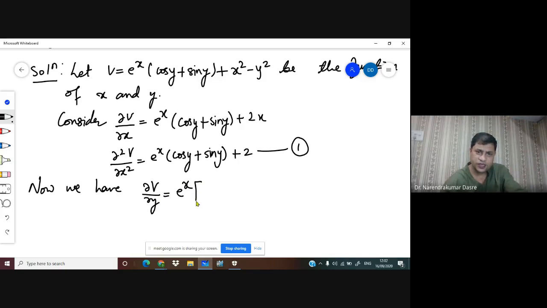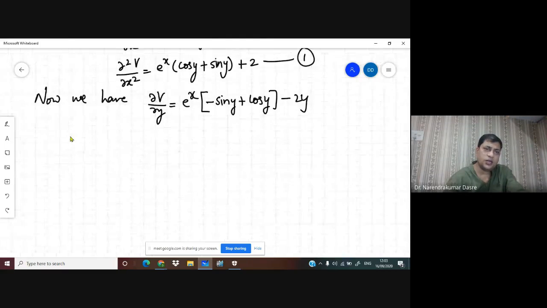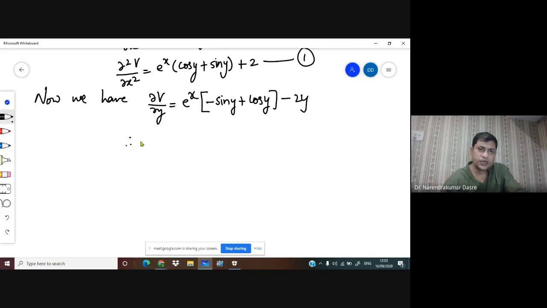So the term e raised to x remains as it is, and the derivative of this term, the derivative of cos y is going to be minus sin y, and plus this is cos y, and the derivative of this term is going to be 0. So the derivative here we have minus 2y. And now I can write this as ∂v/∂y is equal to e raised to x (cos y minus sin y) minus 2y.